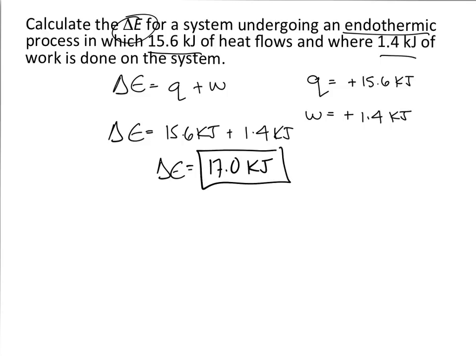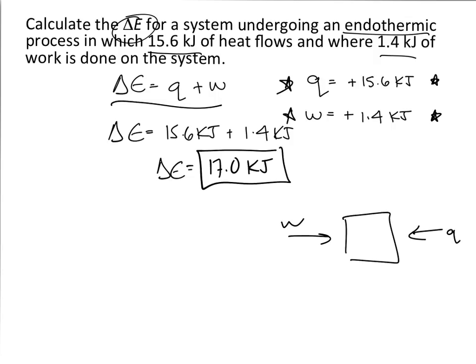Whenever you're doing these problems, you want to write out your equation, write out your variables, and then based on the information they've given you, you're going to be able to figure out the relative signs of your Q and W. In this case, remember that because work and heat were added to the system, both our W value and our Q value have a positive sign.